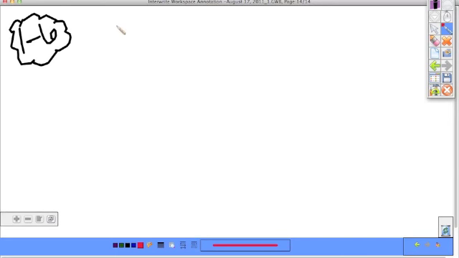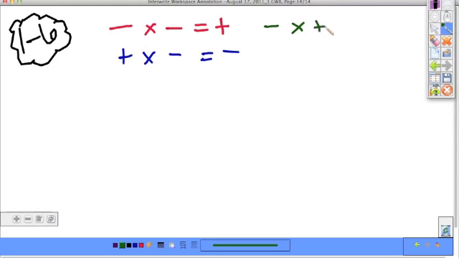Here's the rule. A negative times a negative equals a positive. A positive times a negative equals a negative. A negative times a positive equals a negative. Last one. A positive times a positive equals a positive.